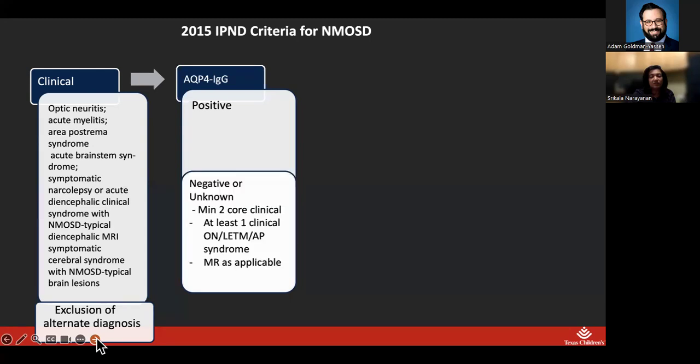But if it's negative, or if you don't have the aquaporin-4 IgG for whatever reason, then you need to look at 2 other things. That is, you need a minimum of 2 core clinical criteria, at least one of them being optic neuritis, longitudinally extensive transverse myelitis, or area postrema syndrome, and then look at MR findings.